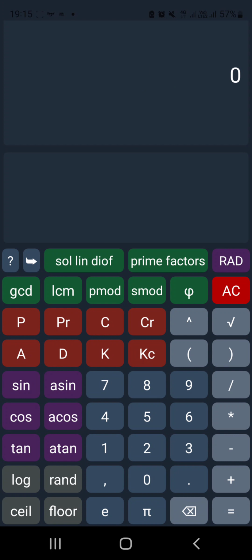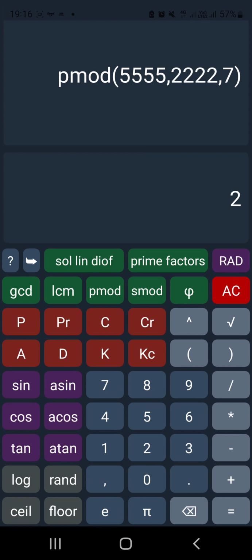The third function is pmod, which can be passed 2 or 3 parameters. If 2 are passed, it will calculate the remainder of dividing the first by the second. In this case the result is 2, since the remainder of dividing 7 by 5 is 2. If 3 parameters are passed, it will calculate the remainder of the division of the first to the power of the second by the third. In this case, 5555 to the power of 2222 divided by 7 leaves a remainder of 2.